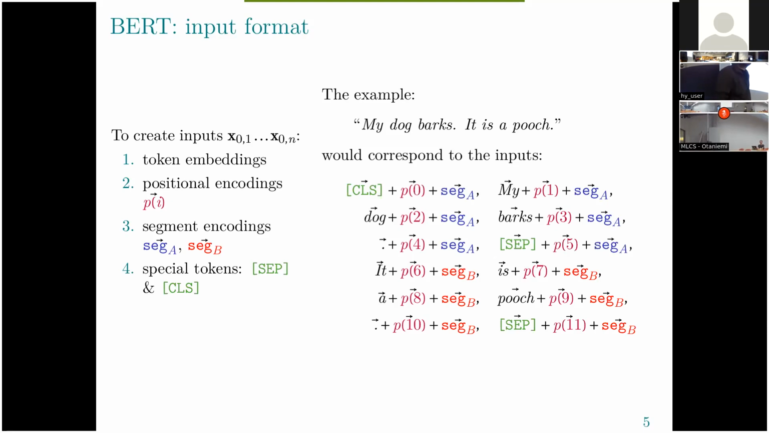And lastly, as with most language modeling tasks, you also have some structuring elements. So in the case of BERT, we have CLS to indicate the start and SEP to indicate the end of a sentence.